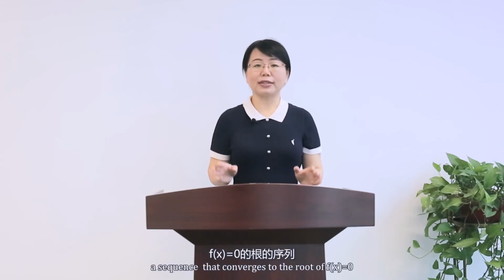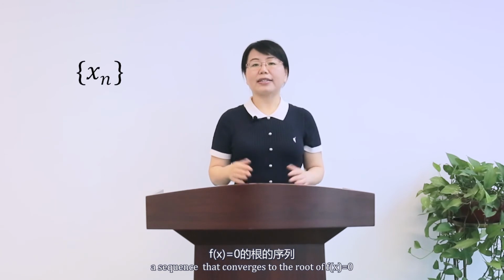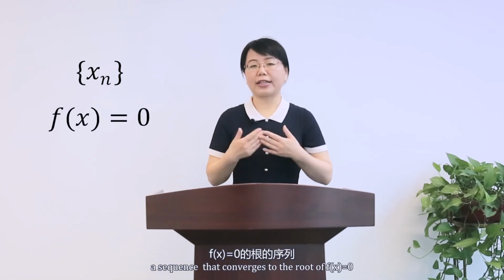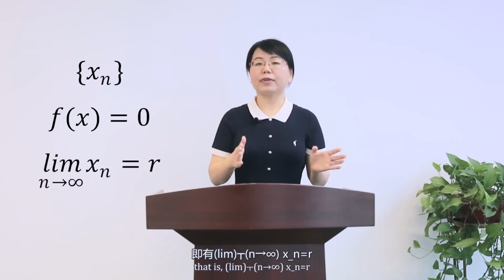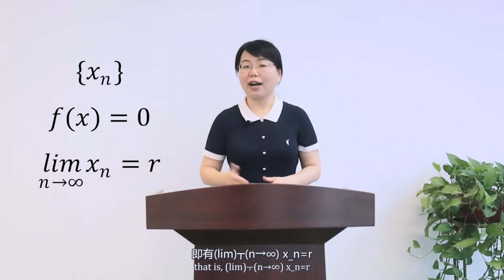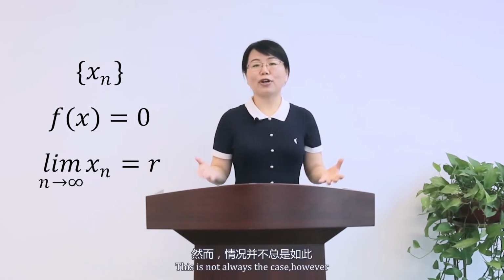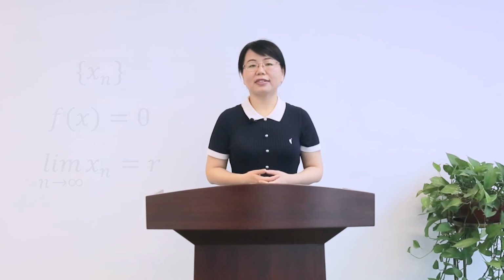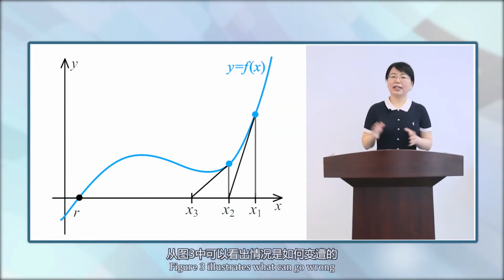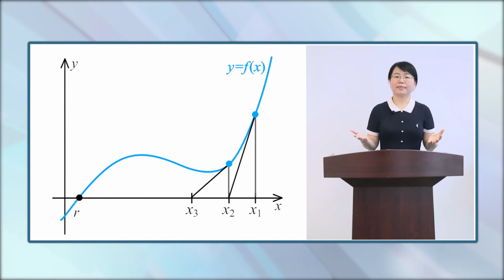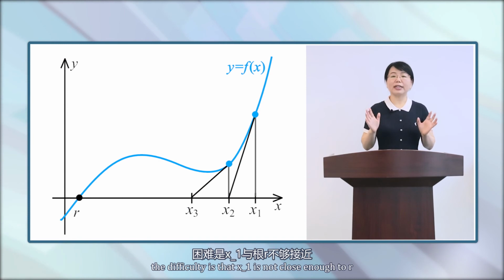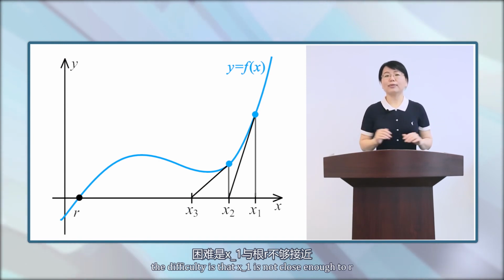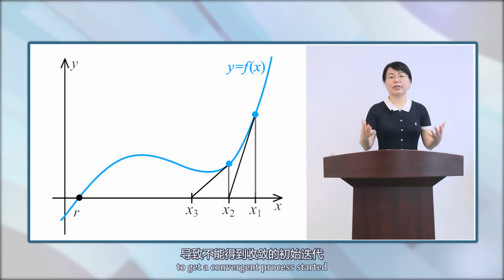Newton's method creates a sequence of successive approximations to the root. It is often the case that Newton's method produces a sequence xn that converges to the root of f(x) = 0. That is, the limit of xn as n goes to infinity is r. This is not always the case, however. So this figure illustrates what can go wrong. For the function in this figure, the difficulty is that x1 is not close enough to r to get the convergent process started.